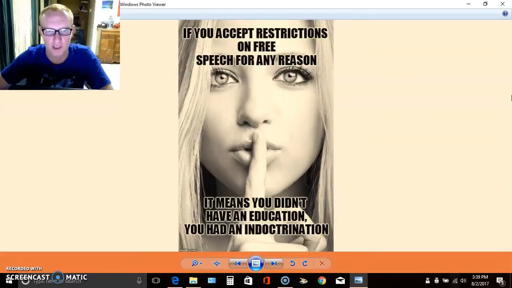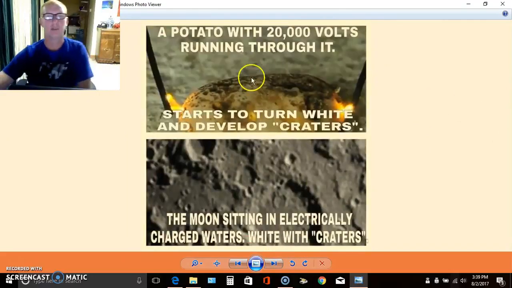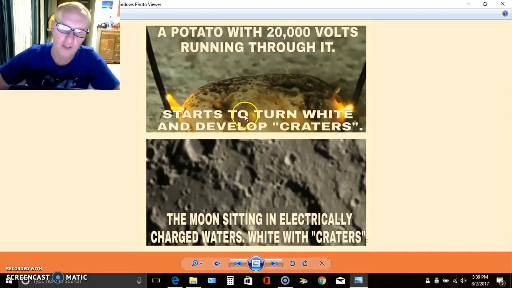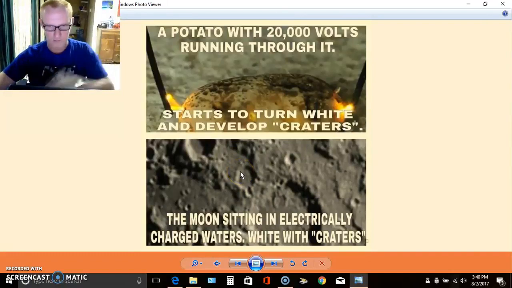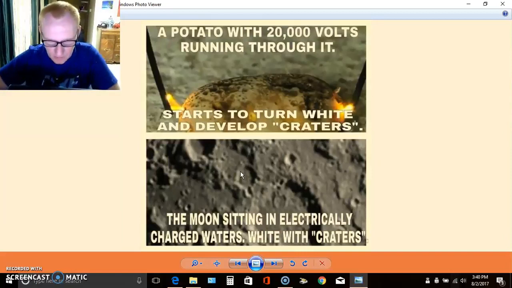If you accept restrictions on free speech for any reason, it means you don't have an education. You had an indoctrination. A potato with 20,000 volts running through it starts to turn white and develop craters. See the craters everywhere. Now, that's what's going on here. The moon's sitting in electrically charged waters. Waters above. Stars, sun, and the moon traverse and circle above, through the water. Electrically charged waters. White with craters. See it?